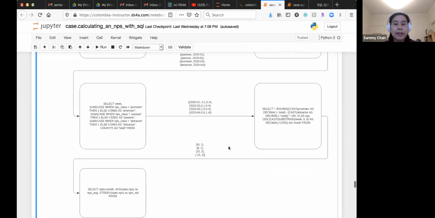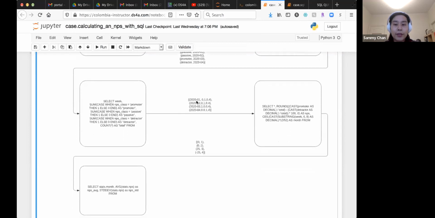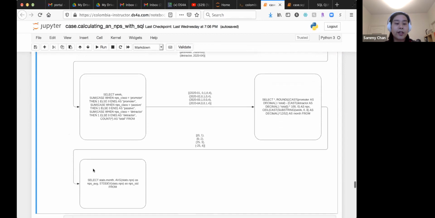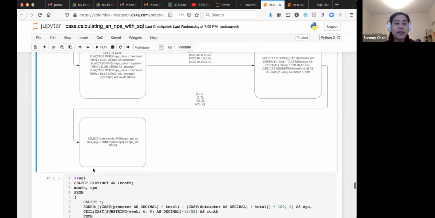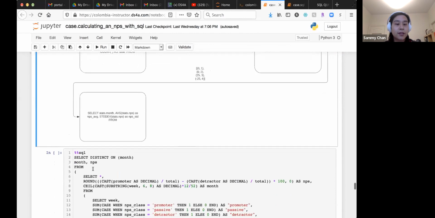And then we grouped all the weekly ratings into per month. So we switched the time basis from per week to per month. And then we calculated the average of the NPS and the standard deviation of the NPS as well.